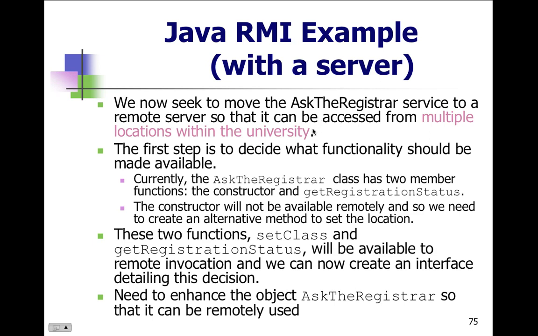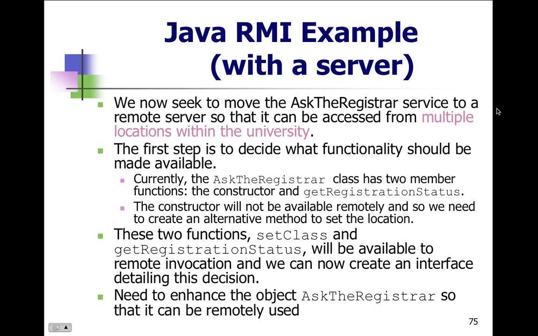So the first step is to decide what functionality should be made available. Currently, the ask the register class has 2 data members, a constructor, and an ask the register status. It's hard set for a class number. The constructor will not be available remotely. Think of the concept. You're not making any instances of any objects. Instead, you're going to call methods on objects that already exist. There's no constructor in a remote object. Although the programming is identical, the concepts are slightly different in terms of what you're doing.